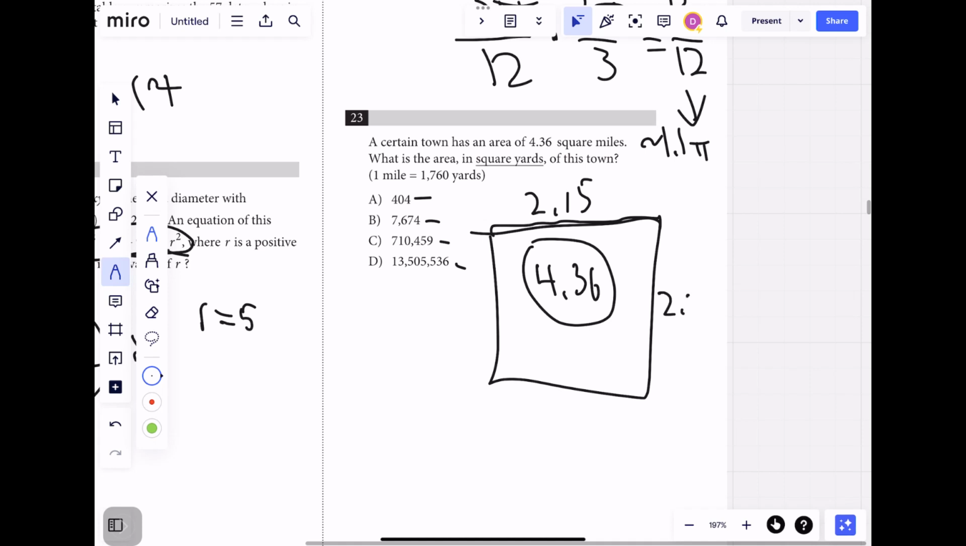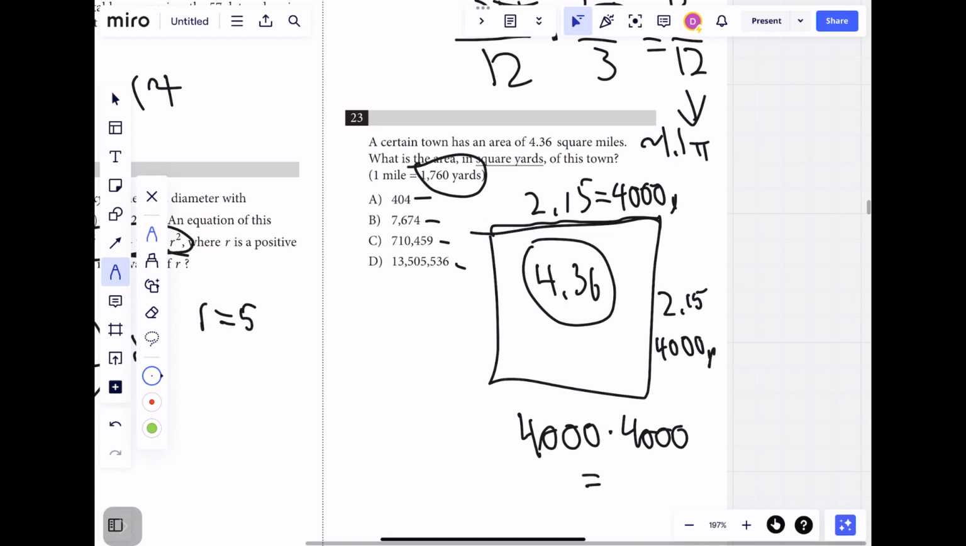times 2.15, and then 2.15 miles, we can convert that to yards now, equals about 4,000 yards times 4,000 yards. And then we can find the square yards. 4,000 times 4,000 equals about, or it's 16 million. But again, this answer is rounded. So 16 million is closest to 13.5 million.